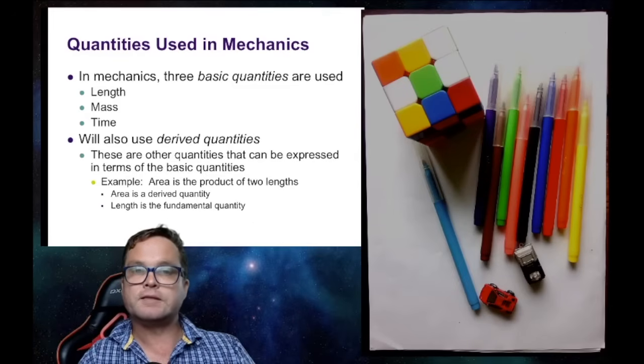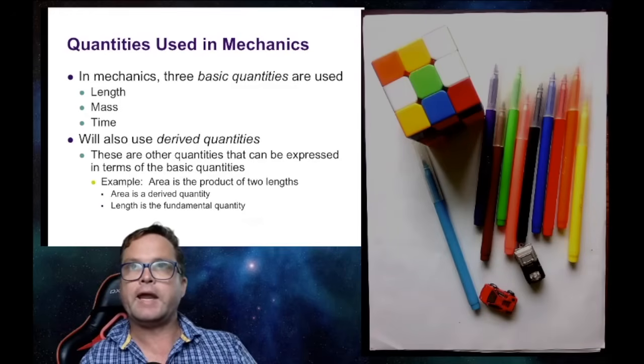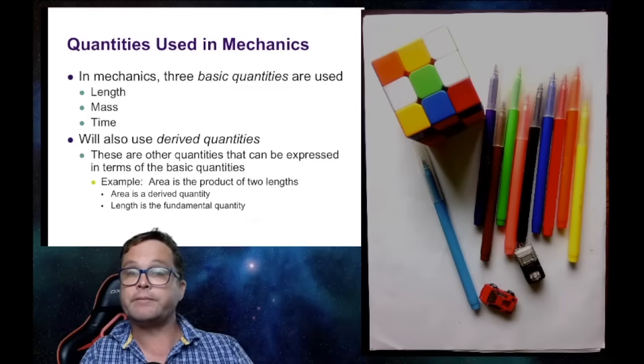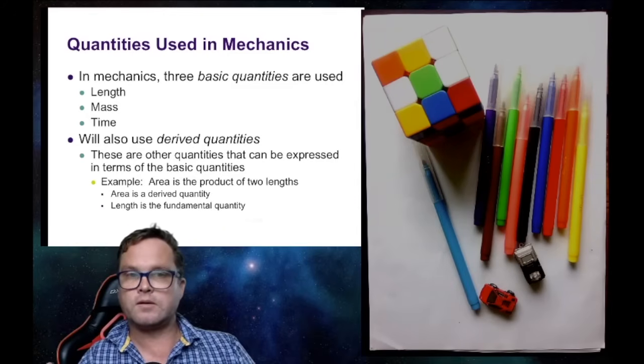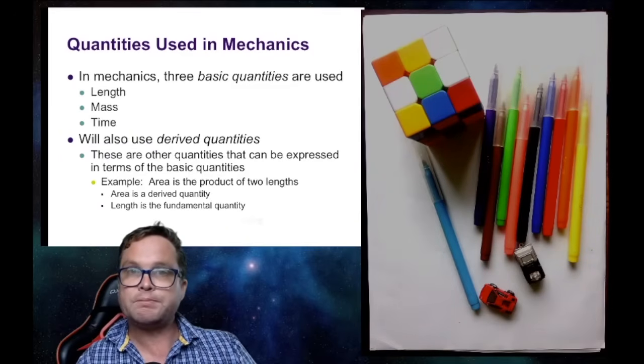The example given is that area is a product of two lengths. So when we speak about area, we report it in meters squared, but area is length times length. So area is a non-SI quantity, but it can be reported in terms of the SI quantity of length multiplied together. Length is the fundamental quantity.